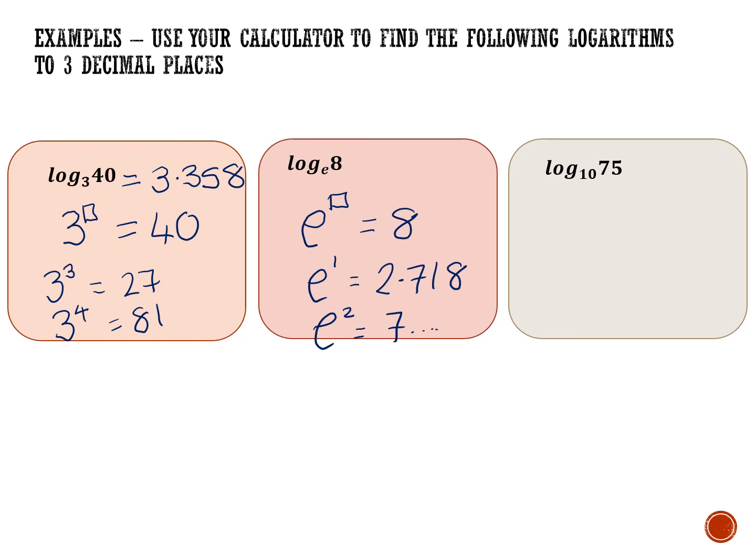So log to the base e. Remember where you get your E button? It's basically alpha and then the times 10 to the x. So log to the base e of 8 and press equals. Okay, and we get 2.079.